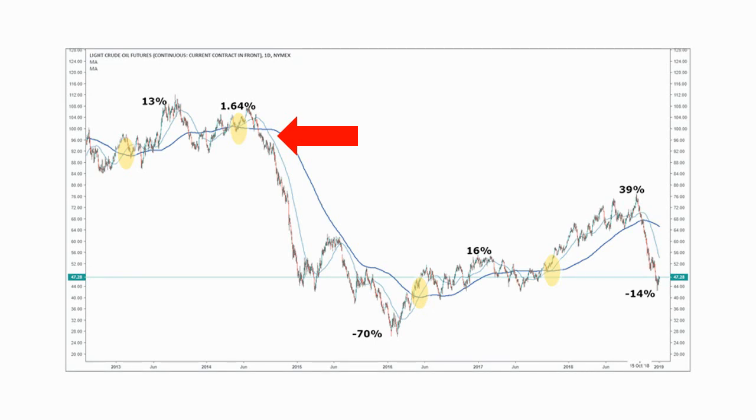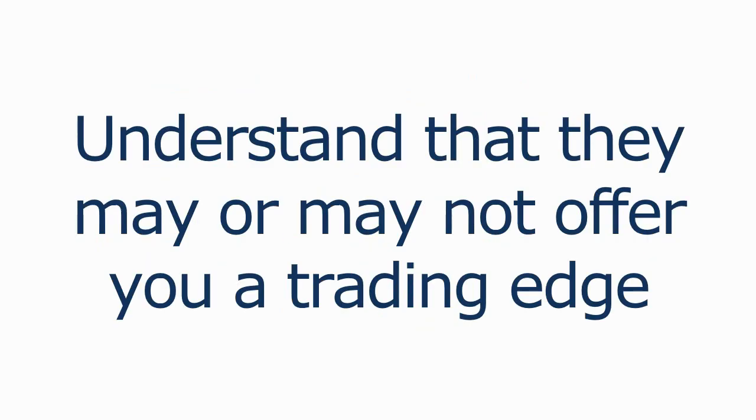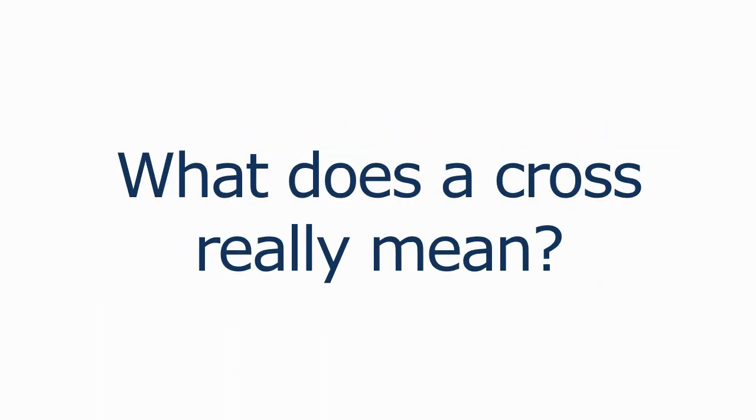So while traders flock to the Golden Cross indicator and others to decipher the market, ensure that you understand that they may or may not offer you a trading edge. So is there a Golden Cross strategy that makes any sense? All right, let's repeat. A Golden Cross occurs when the 50-day moving average crosses the long-term moving average, the 200-day.